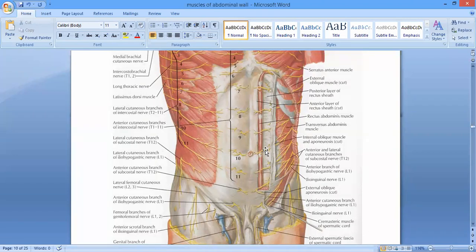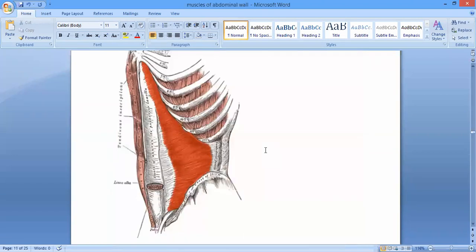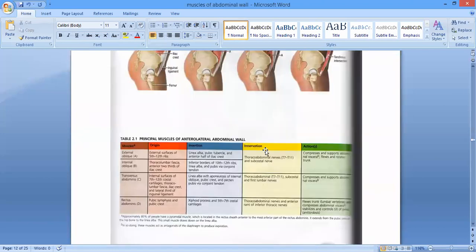Is it clear? Any problem? Is it clear up to here? The rectus sheath, its functions, and then its contents.